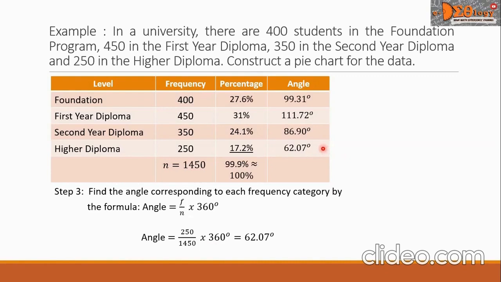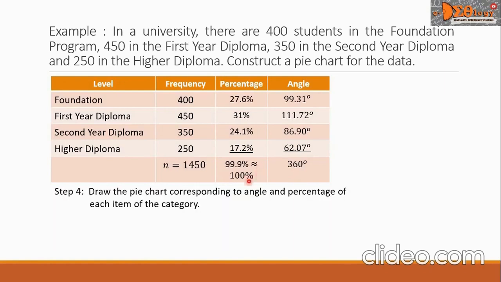Now let us take the summation of this column, and we will have the answer 360 degrees. This must always be equal to 360 degrees. In the same way, this column must have a summation that is equal to 100%.